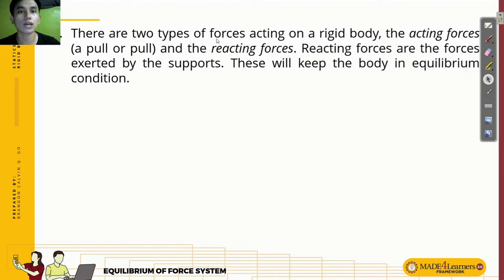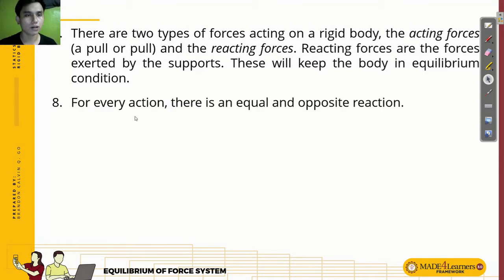There are two types of forces acting on a rigid body. The active forces, a push or pull, and the reacting forces, which come from the support. Reactive forces are the forces exerted by the supports. This will keep the body in equilibrium condition. Because of the supports or the reacting forces, the applied forces on the body are balanced. That's why the body does not tilt and does not displace.